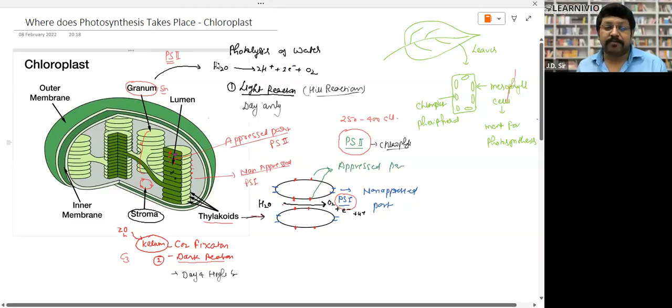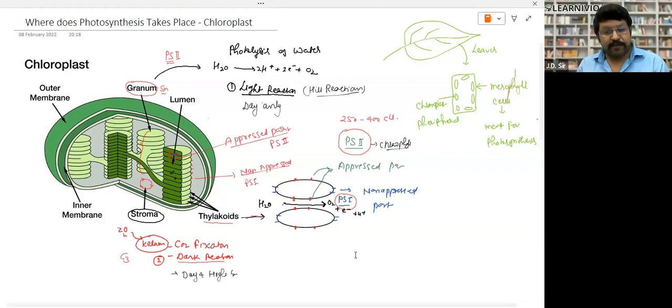So light reaction is the breakdown of water molecule. Dark reaction is the fixation of carbon dioxide. Both we have understood. The light reaction takes place in the grana, the dark reaction in the stroma, right? The structure of thylakoid I have already explained. I will explain further what PS1 and PS2 are.